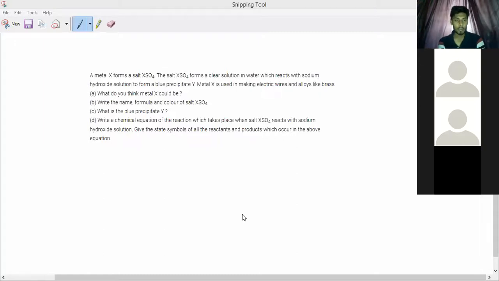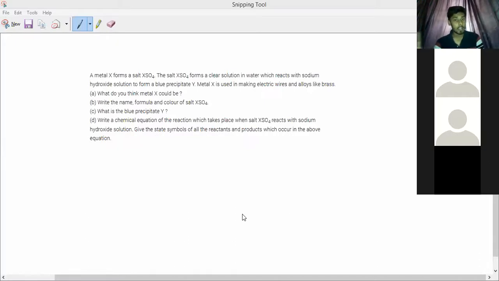Now, if you observe, write the name, formula and color of the salt XSO4. What is the copper sulfate color? Copper sulfate is XSO4. Now, what is the color of copper sulfate? Blue color. The solution of copper sulfate is blue in color. Now, next question. Till there it is over.